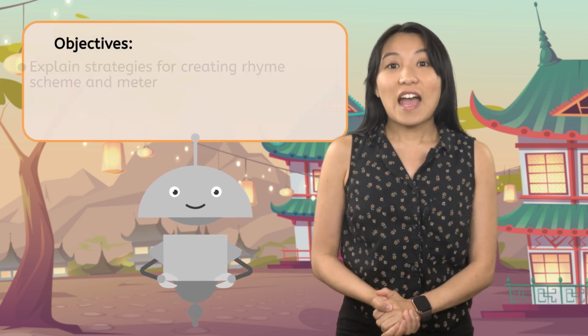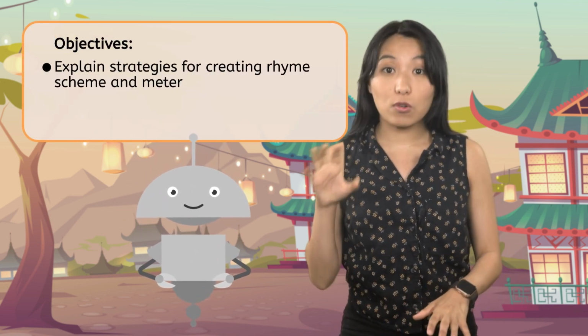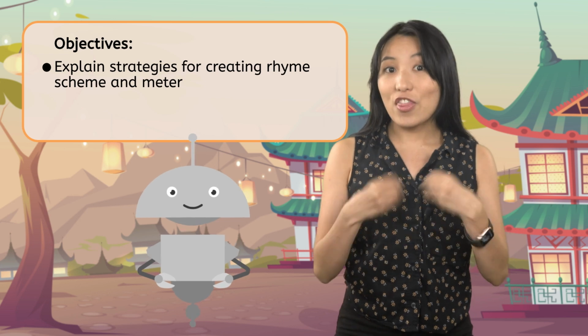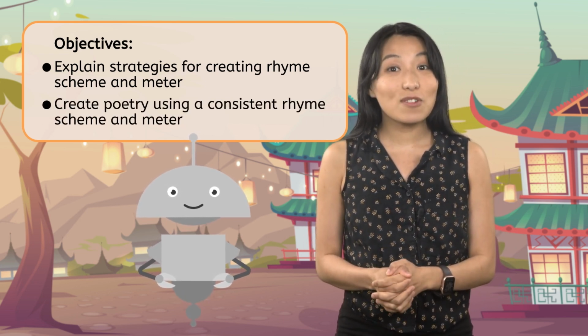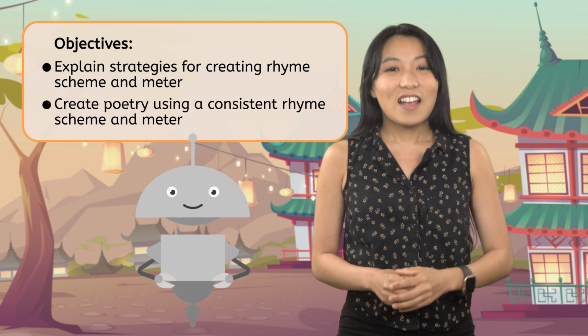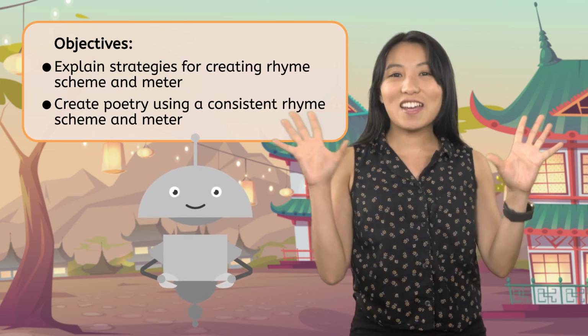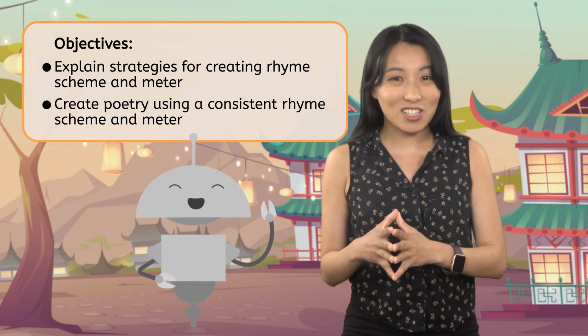Today, we'll learn a few strategies for creating rhyme and rhythm, then write a poem ourselves using a consistent rhyme scheme and meter. That'll help our chefs get inspired. Let's write some delicious poetry.